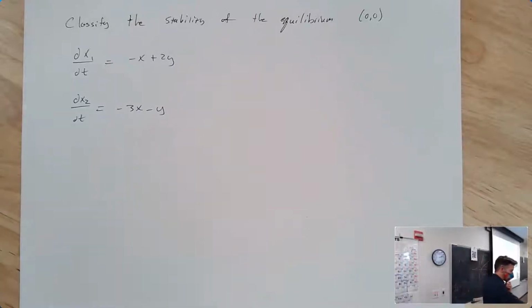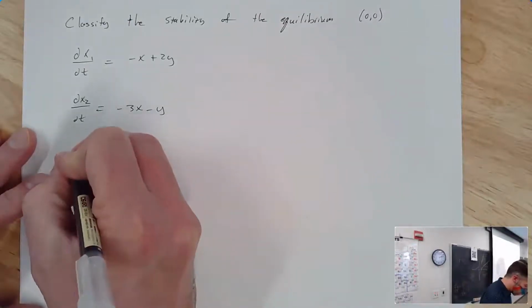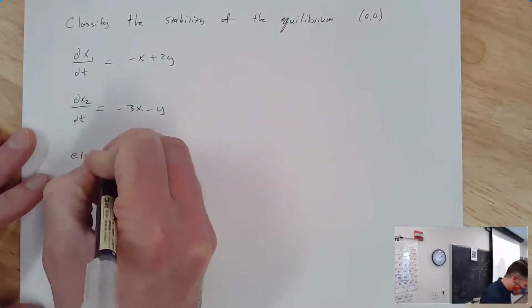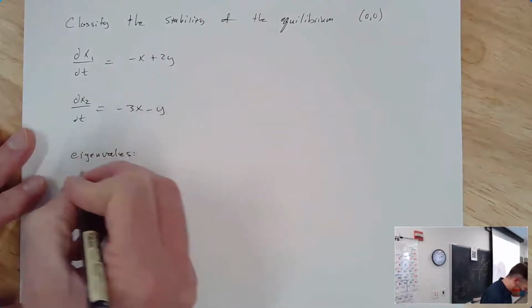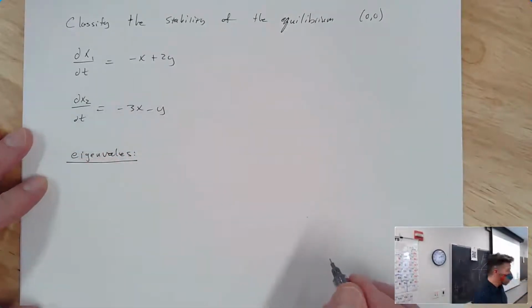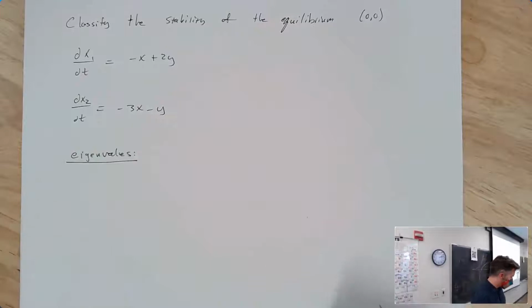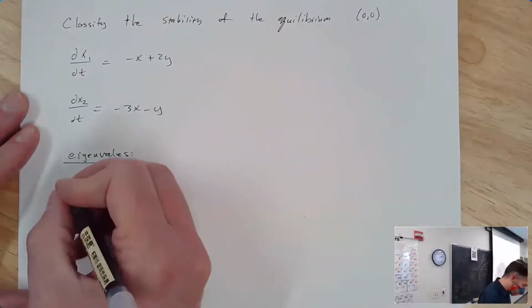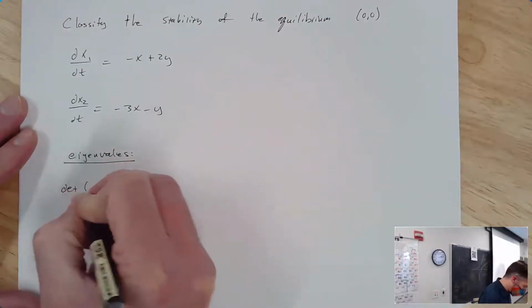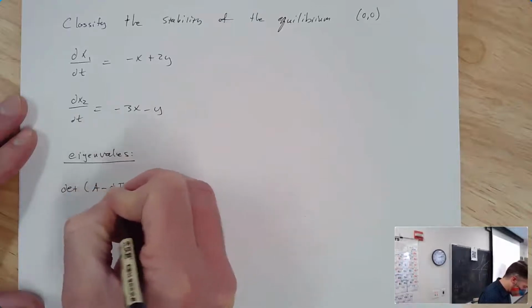I really want to stress here, we're not being asked to find the general solution. All we're being asked to do is classify the solution that we're not finding. So we're going to find the eigenvalues. You can do this in a number of ways. Let's do it kind of the old way. We're going to find the determinant of A minus lambda I.